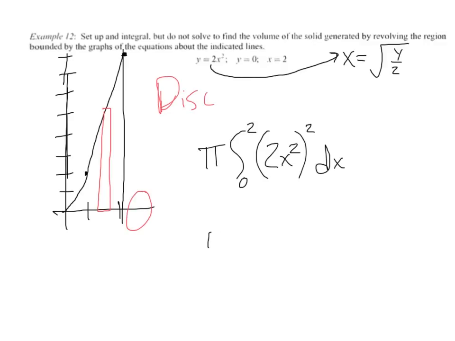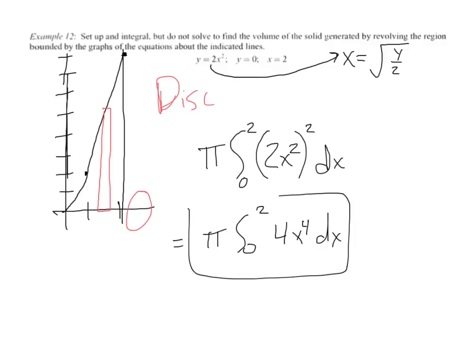So again, I could certainly simplify this a little bit. 2x squared is going to be 4x to the 4th, and then dx. So that's not so bad.